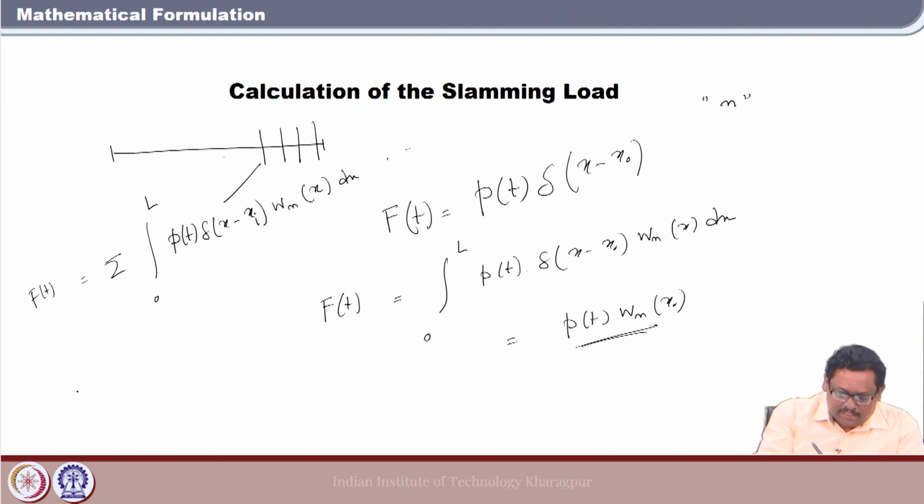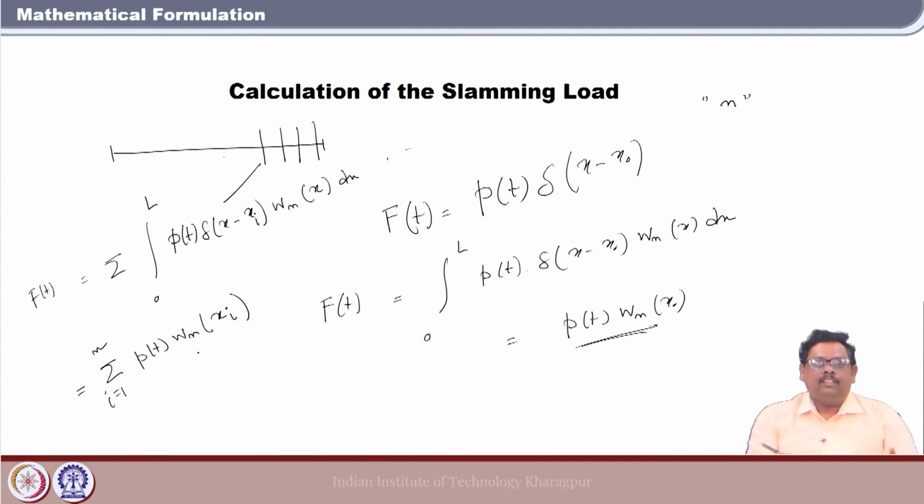So, what is happening actually, for the total force, let us say you make n sections. It becomes P(t) times ω_n at x of all these points, so x_i I can say. So, that is how actually you can approximate the slamming load.